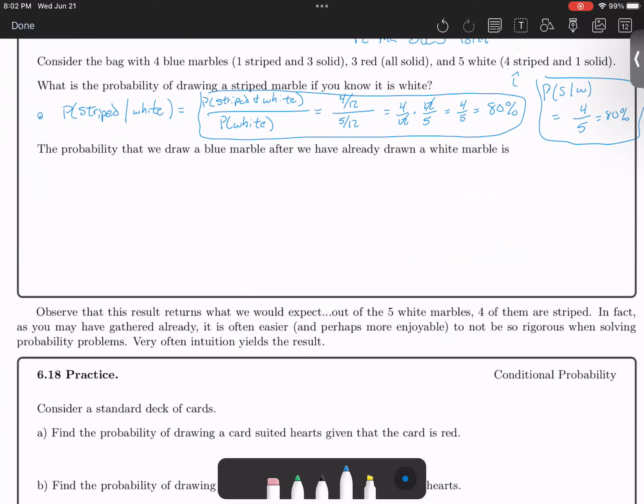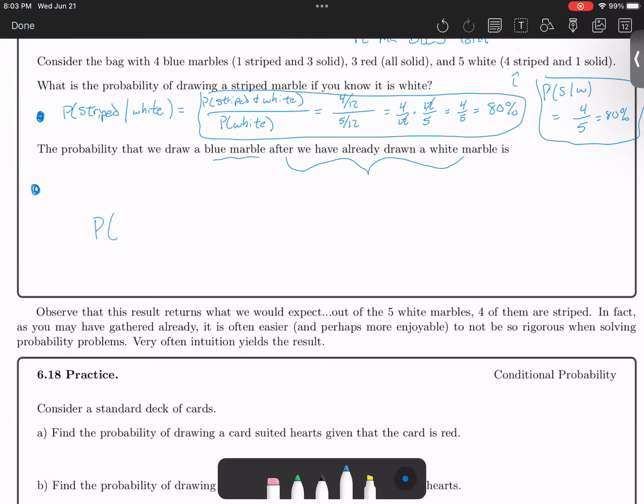So in this first example, we were only performing one probability experiment, one event, and we were counting the intersection of 2 different qualities of that event. In this second part, we're viewing 2 different events as a single large event. We're drawing a marble once, and then we're drawing another marble. So we need 2 things to happen. So what is the probability that we draw blue after we know that that first draw was a white marble?